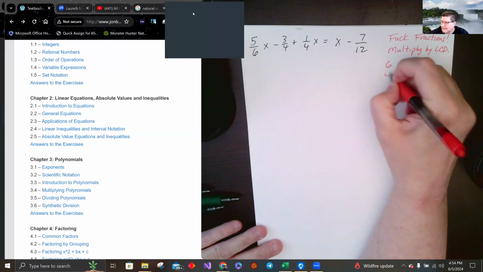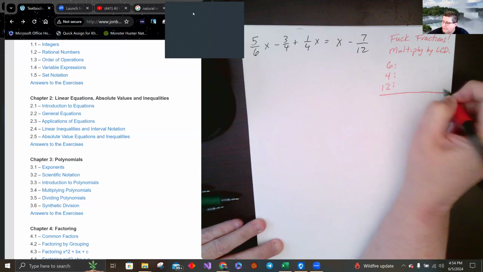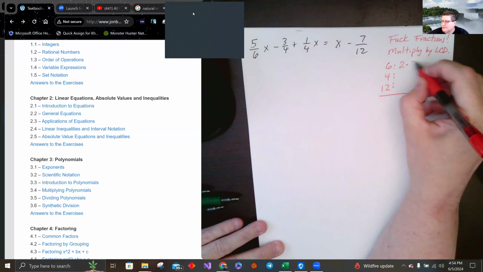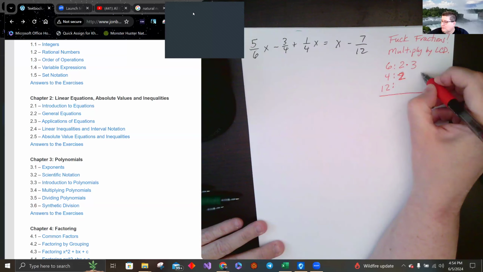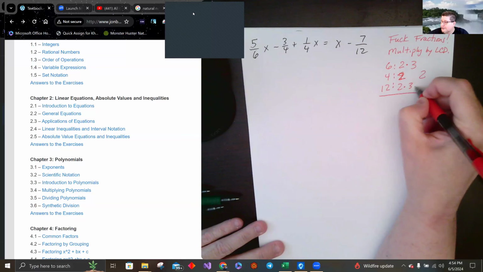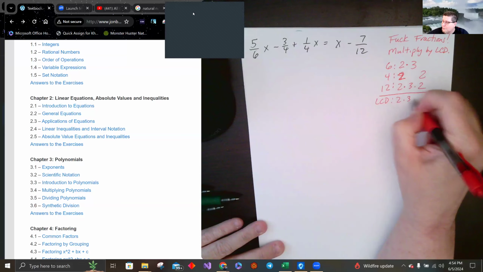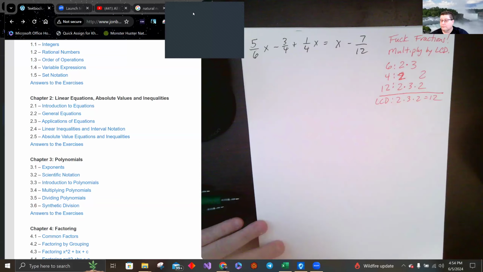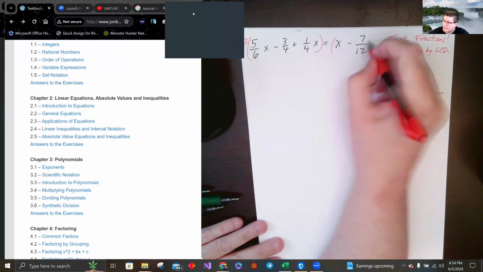So what is the LCD? I showed you guys how to make the table before. 6 is 2 times 3. 4 is 2 times 2. And 12 is 4 times 3, which is 2 times 3 times 2. So it looks like the LCD is 1 from each column, which is in fact 12. I'm going to multiply this side by 12. And I'm going to multiply this side by 12.